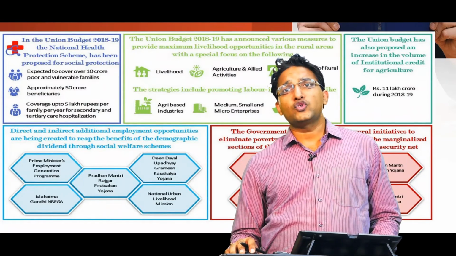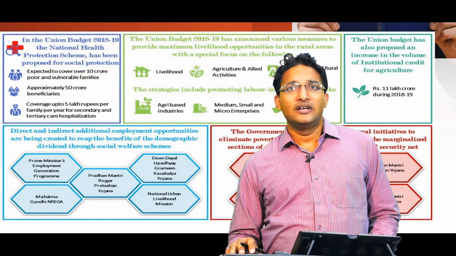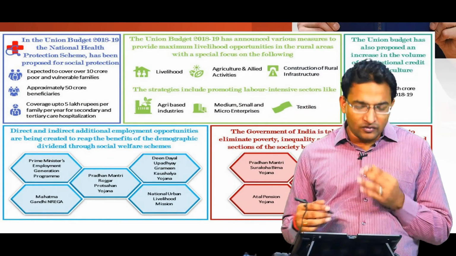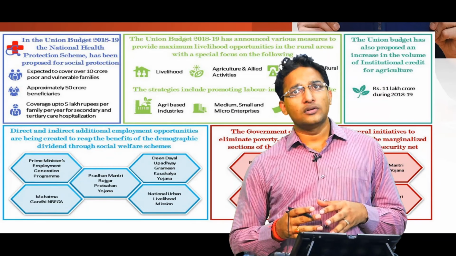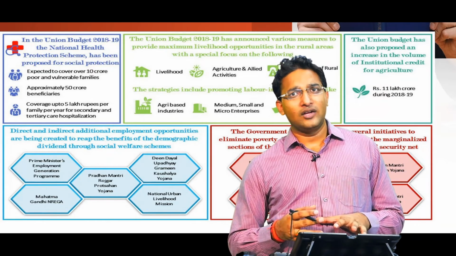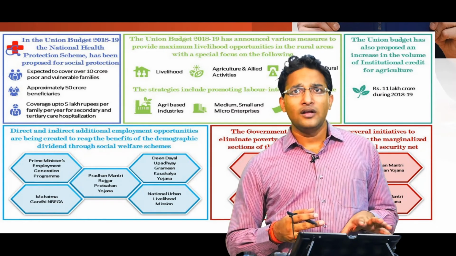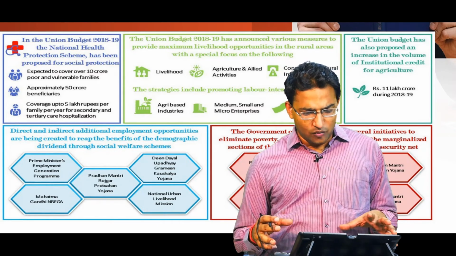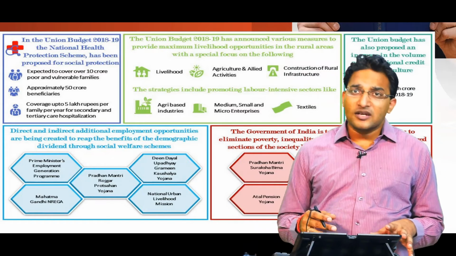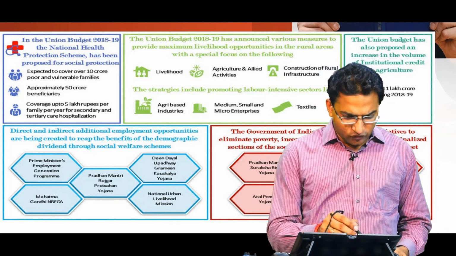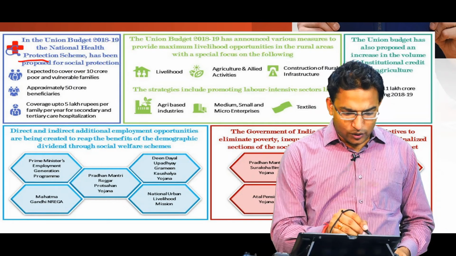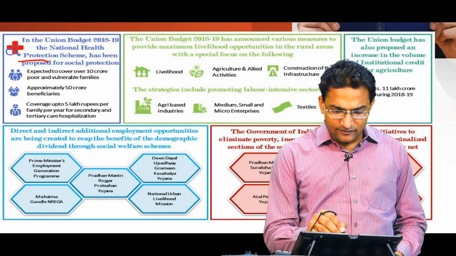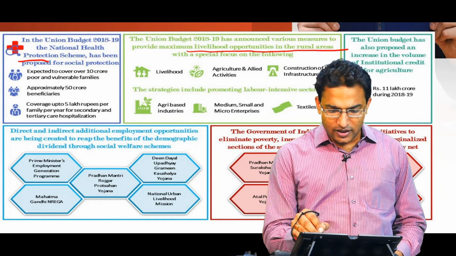Then there are a host of initiatives which have been taken in the Union Budget 2018-19. This Union Budget 18-19 has been one of the very remarkable budgets. Although the interim budget of 2019-20 has already come, and the new budget is just to come, these initiatives which have been taken by the government focus upon the inclusive growth. So we can see in the health sector, the National Health Protection Scheme, that is Ayushman Bharat, and then various schemes for providing livelihood opportunities in the rural areas.